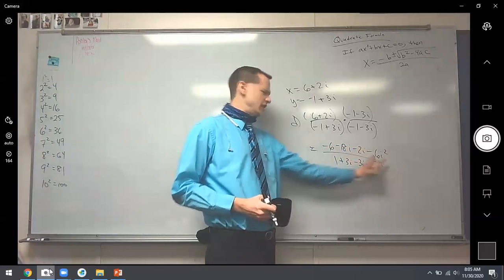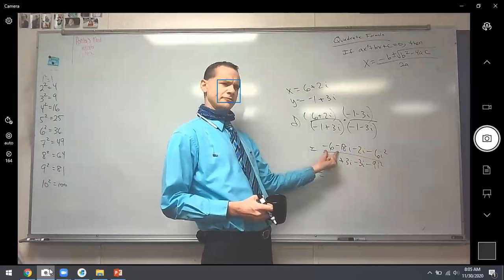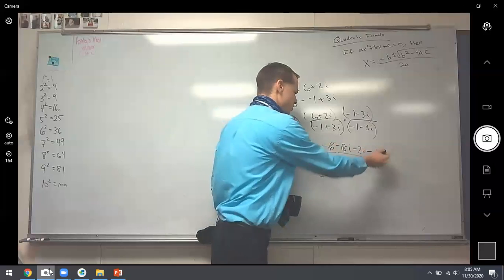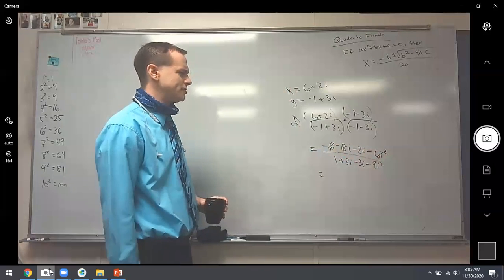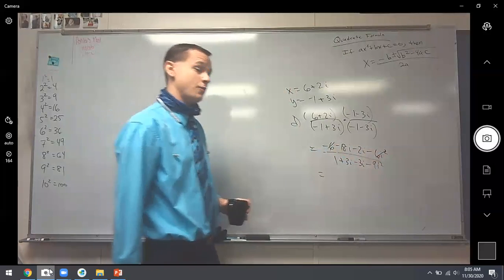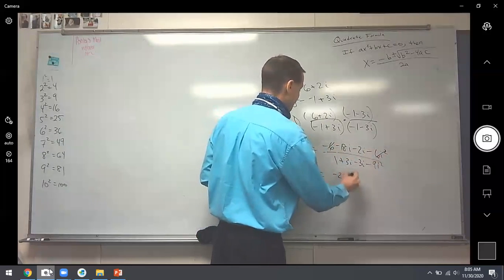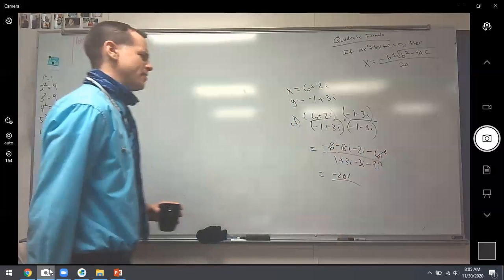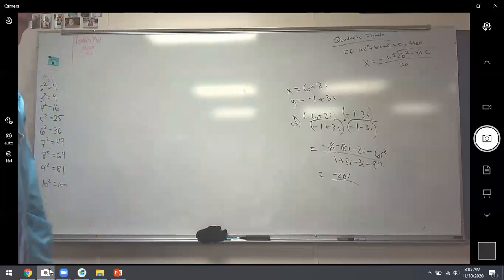If this is positive 6 and this is negative 6, don't they just cancel out? Well, that's sweet. So I really don't need to worry about those two. The only thing left on top is a negative 18i minus a 2i, which is negative 20i. So there's a negative 20i on top. That didn't work out as bad as we thought.